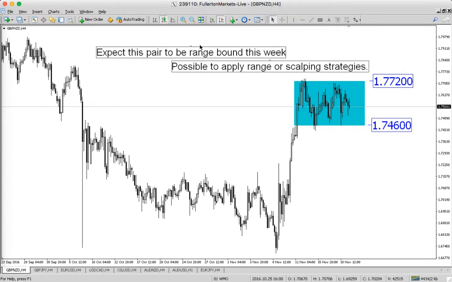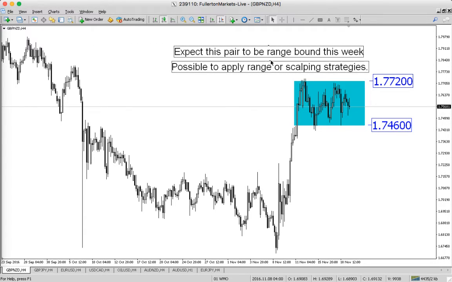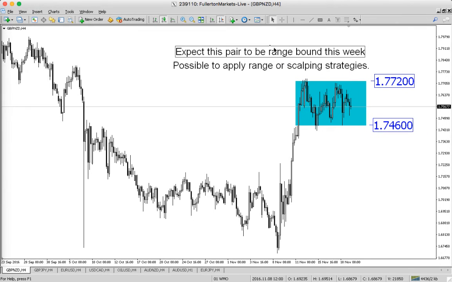So these are my comments. Of course, for a range bound strategy, the simple approach is as it goes down towards the support, once it bounces up, it's possible to buy. Or if it goes up to the resistance, once it turns down, it's possible to sell. So this is very classic range trading.